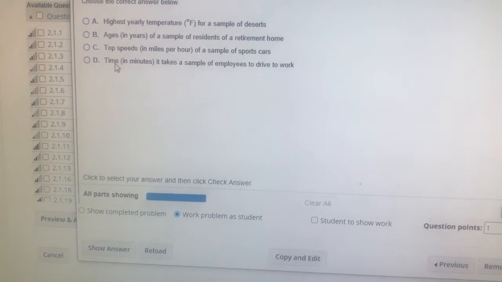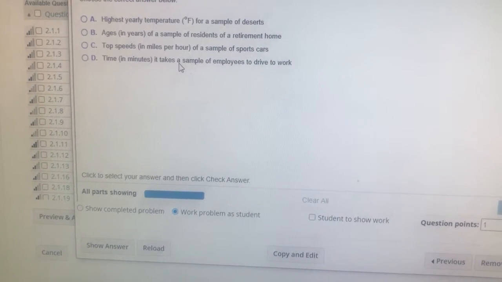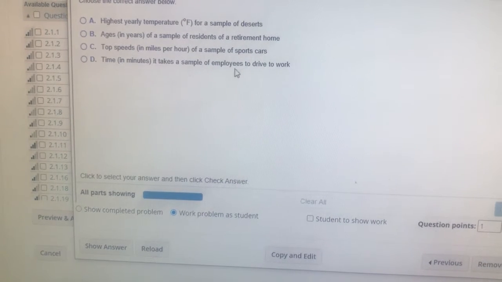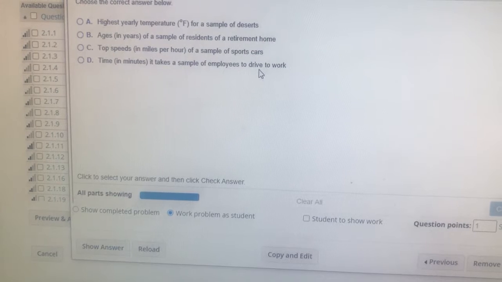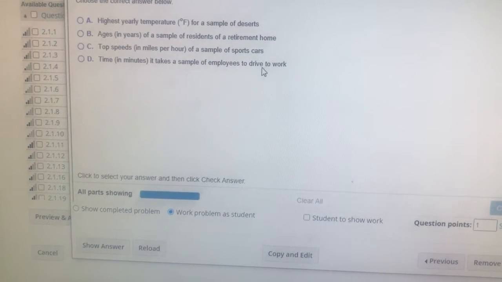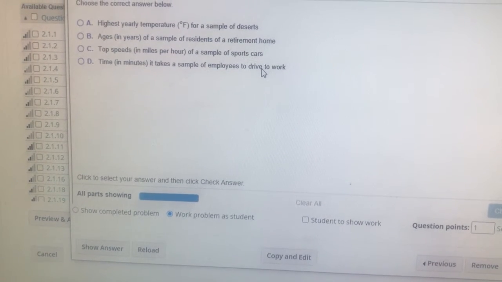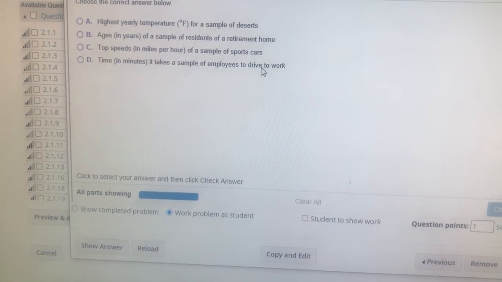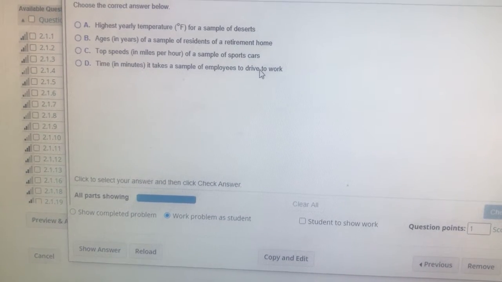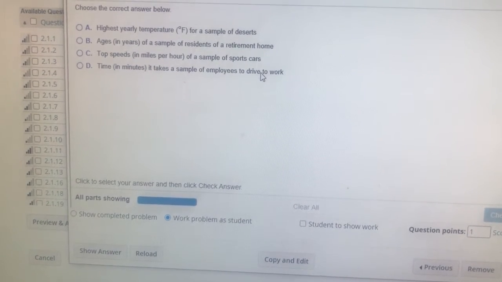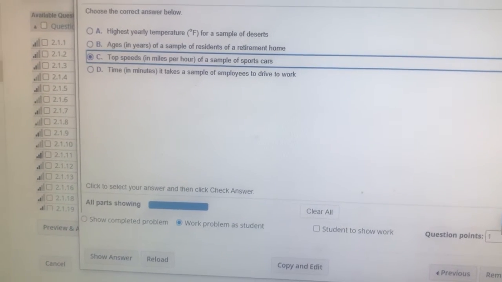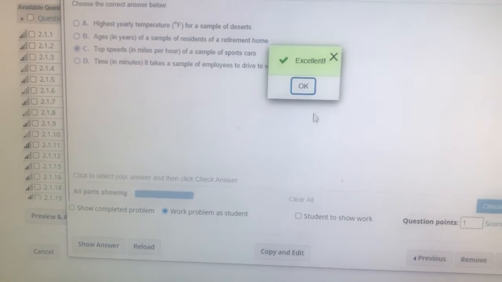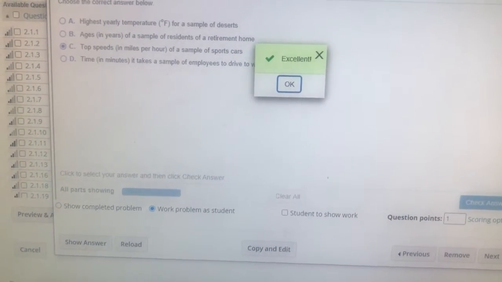Let's go to D. Time in minutes it takes a sample of employees to drive to work. 218 minutes driving to work. That would be like 3 hours. I don't know if people are going to be driving 3 hours to work. So I'm really thinking it's C here. Okay. And yeah, there you go. That's right. Okay.